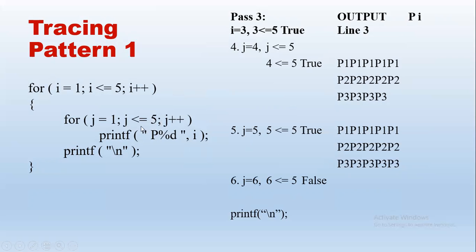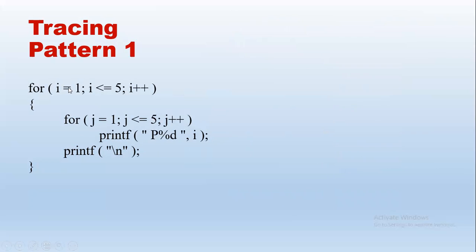And when J becomes 6, 6 less than or equal to 5 is false, so it exits from the inner loop. So this is 3 executions of the I loop. Next, the fourth one is pass 4. For pass 4, I becomes 4. 4 is less than or equal to 5, true.